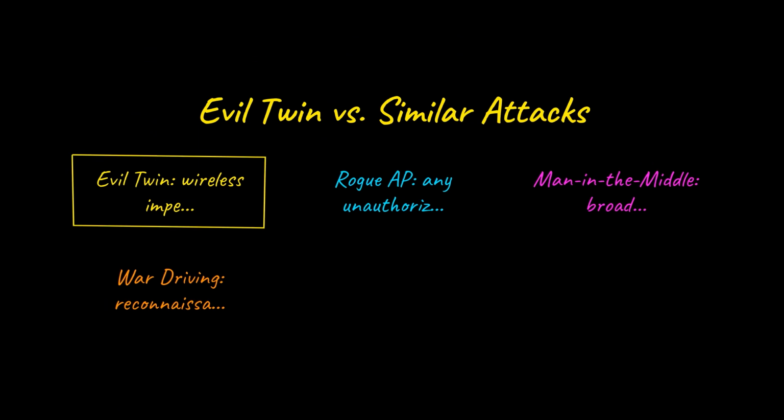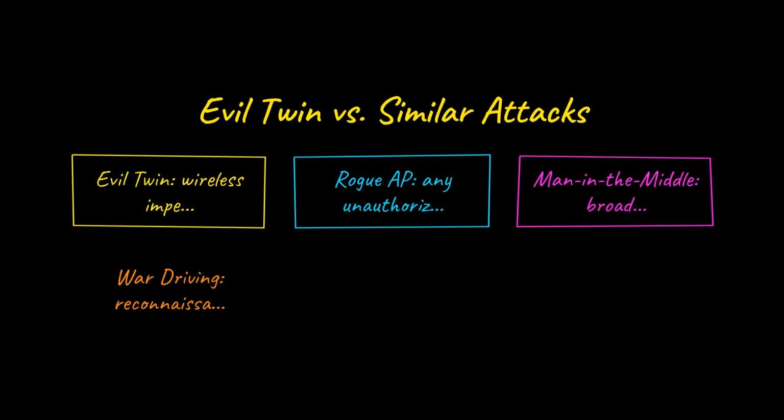The evil twin is specifically a wireless impersonation attack, distinct from a generic rogue access point, which may not impersonate anything. It is a wireless implementation of the man-in-the-middle pattern, and it is not war driving, which is passive reconnaissance with no active attack.